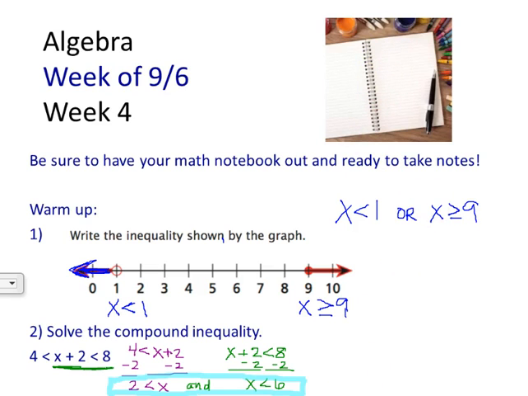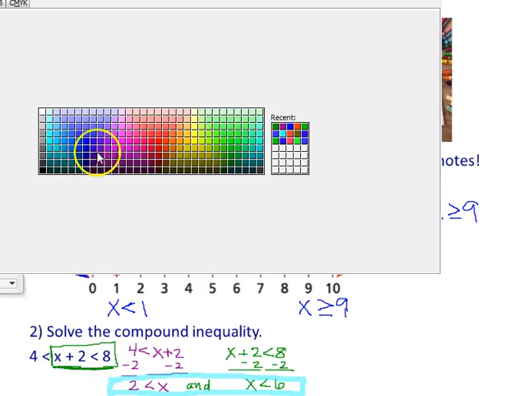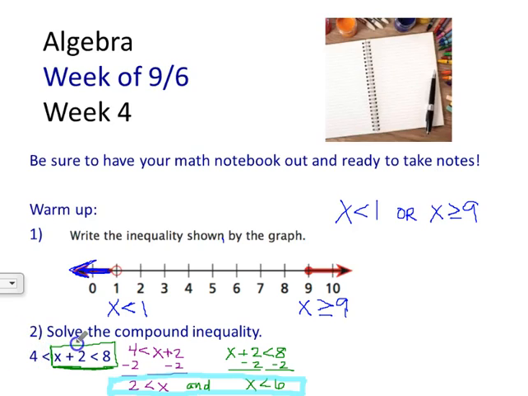So remember, to solve compound inequalities, you need to see what two inequalities you're dealing with, pull those apart, write your two inequalities, and solve for each of them. All right, I'm going to move on, so if you need more time, go ahead and click pause.